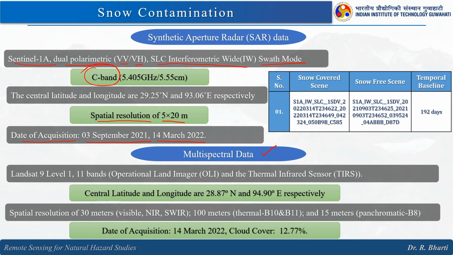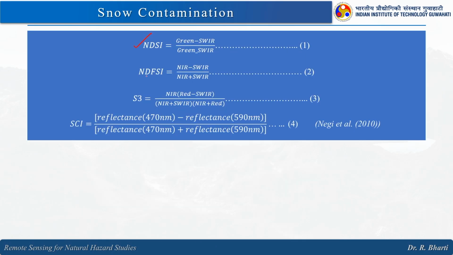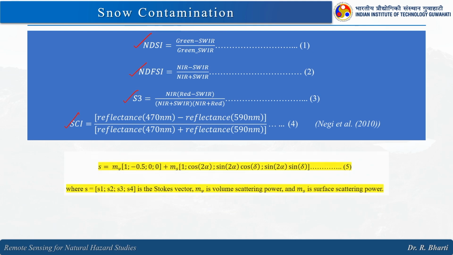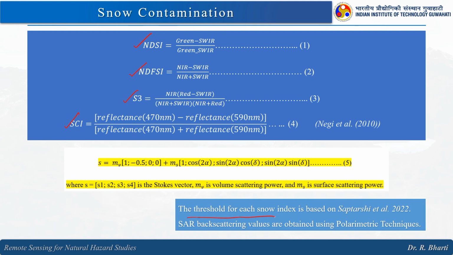So, we have the multispectral data from Landsat 9 Level 1 data, and the 11 bands were used here, and the spatial resolution of this is 30 meter, and the date of acquisition is 14th March 2022, which is matching with our Sentinel-1 data, right. So, for that we have used NDSI, NDFSI and S3 band indices, and then finally we have used the SCI, right. The threshold for each snow index is based on Saptarishi et al. 2022.